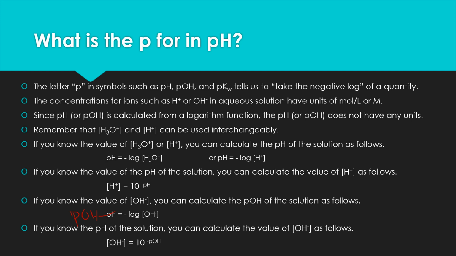So if we know the pOH of the solution, we can calculate the value of hydroxide as follows. Same idea. It's the inverse of that negative log. So 10 to the negative pOH gives us our hydroxide ion concentration. So we've got ways to go between having a concentration and finding a pH or a pOH. They like to find those because those are things we can measure in a lab very easily.